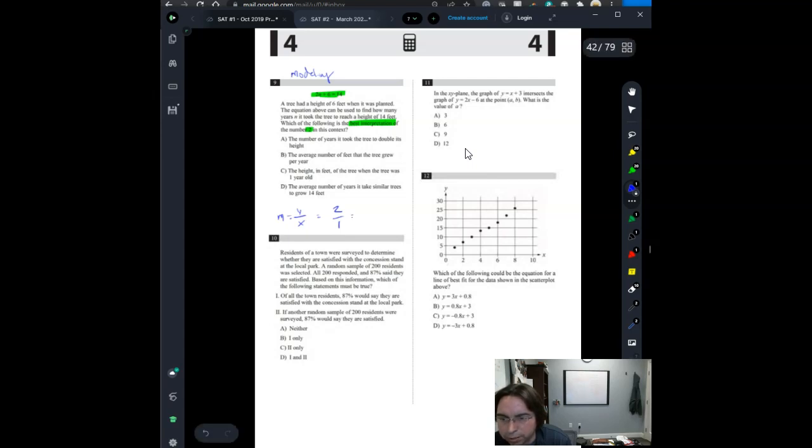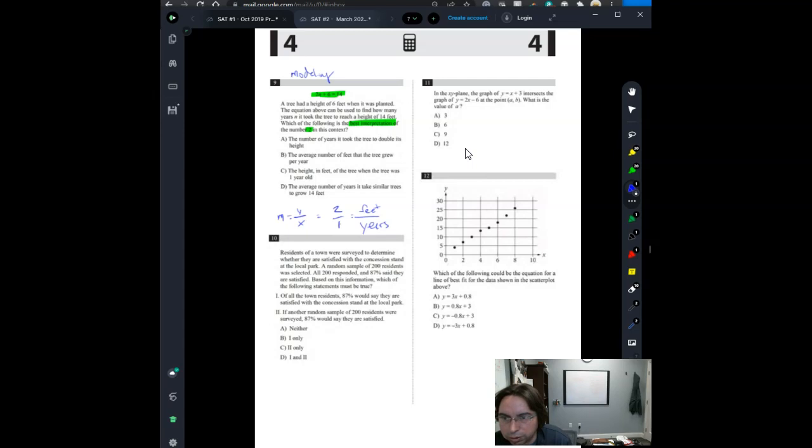But we know that the unit for the y is feet, I believe. Yeah, feet. And the unit for the x, or the n in this, is years. So we can see that for every year it's growing 2 feet, if we're talking about the 2 here.